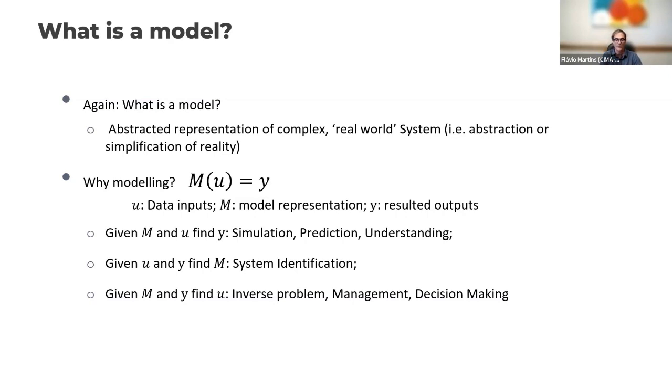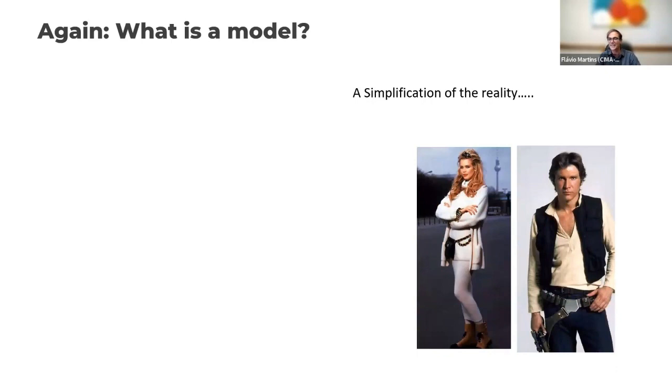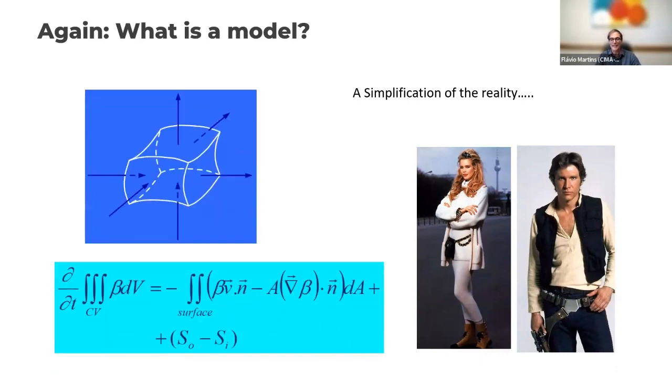What should I do to have my system the way I want it? Okay, so these are the three main ways of using a model. And as I said, a model is a simplification of reality. So I'm putting this picture here just to tease you a little bit. These are also models, so they are simplifications of reality. When they wake up in the morning, they are not like this, right? Our models are a little bit different.